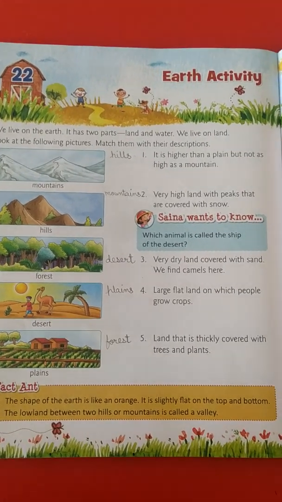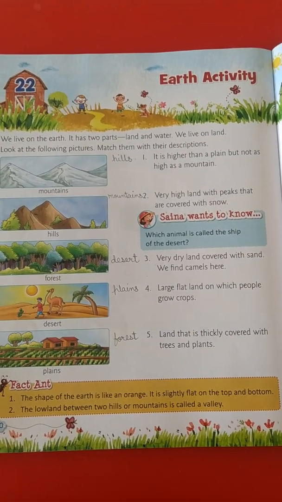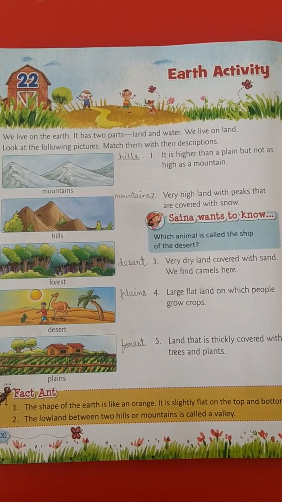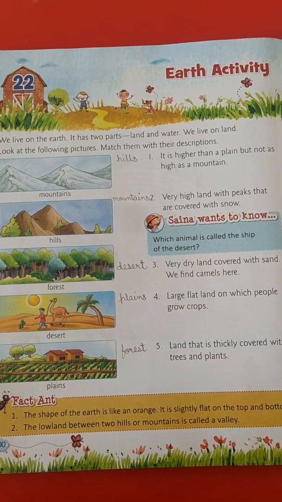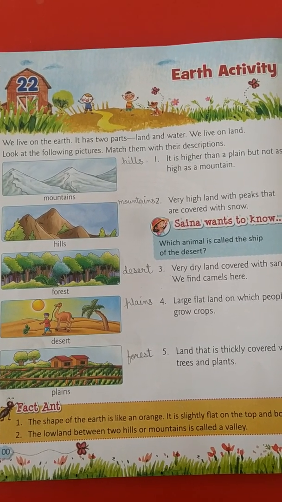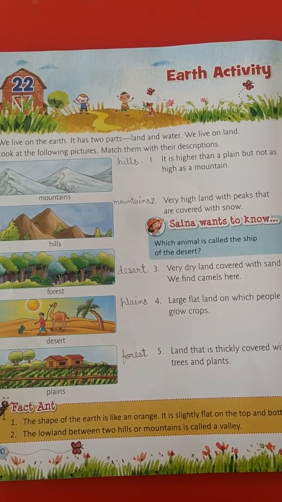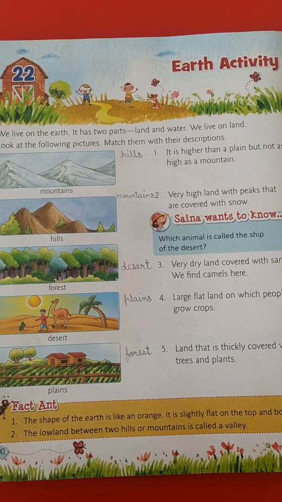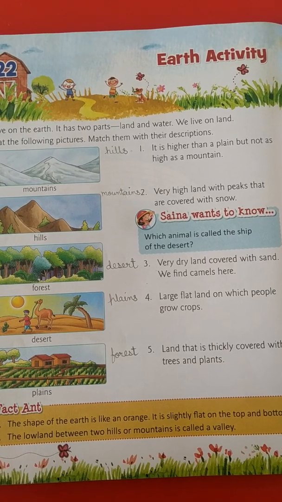I would even like to share some points with you. Like Saina wants to know in the blue box, read down, which animal is called the sheep of the desert? The camel is known as the sheep of the desert. And I hope you all know why. The camel is known as the sheep of the desert because a camel has the basic ability to walk on the sand for a very long time.